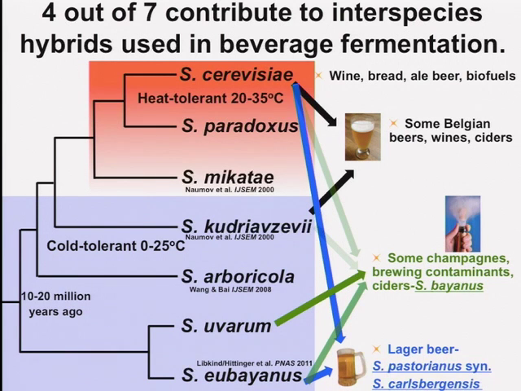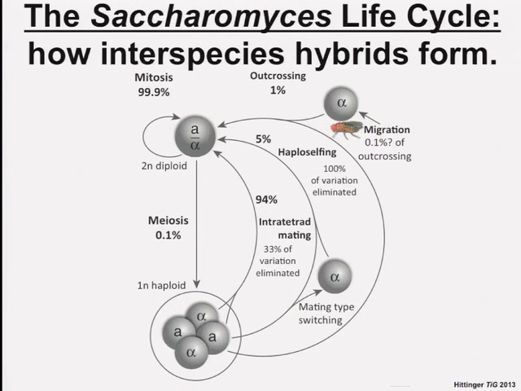So how do these interspecies hybrids form? Well, in order to think about how they form, we have to think a little bit about the yeast life cycle.